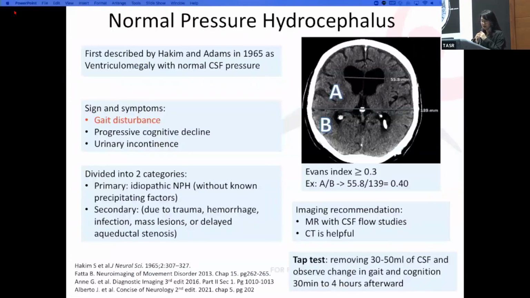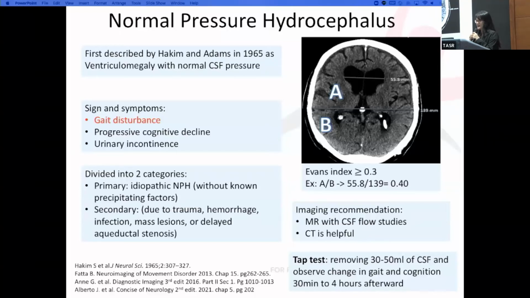Normal pressure hydrocephalus was first described by Hakim and Adams in 1965 as a ventriculomegaly with normal CSF pressure. There are three important signs and symptoms: gait disturbance, progressive cognitive decline, and urinary incontinence. There is no diagnostic test for NPH, but there are some supportive tests. The recommended brain imaging is MRI with CSF flow study.